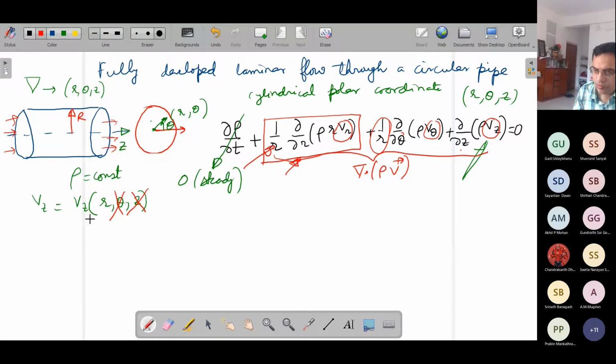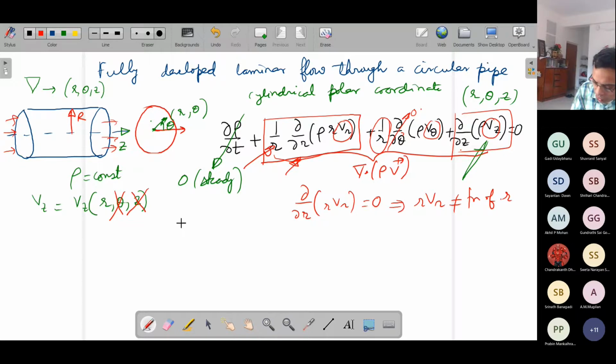So Vz could be a function of r. In that way, this term is not relevant, and because there is no theta dependence, this is also not there. Therefore, from this term we simply come up with the r derivative of r into Vr is equal to 0. That means r into Vr is not a function of r.